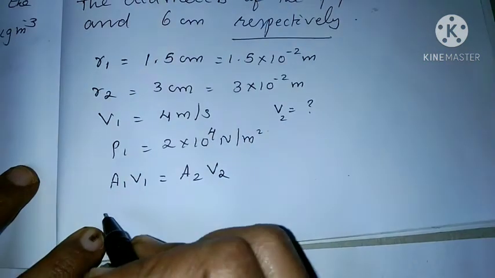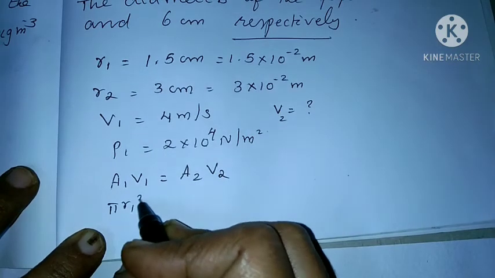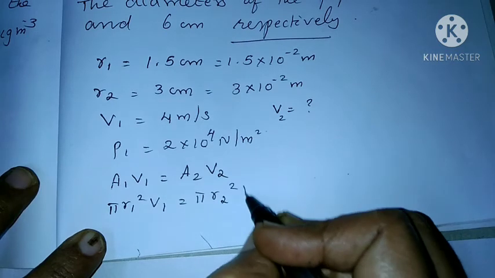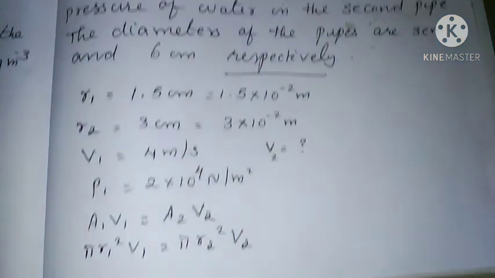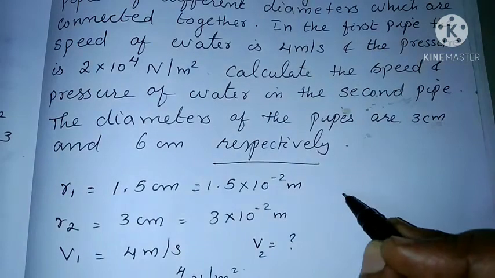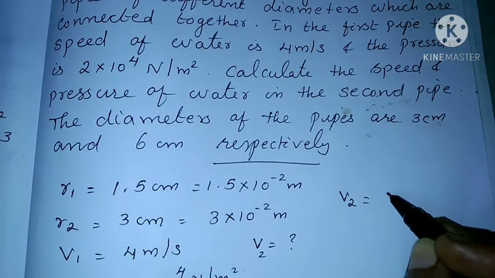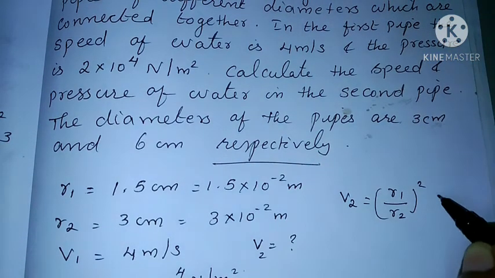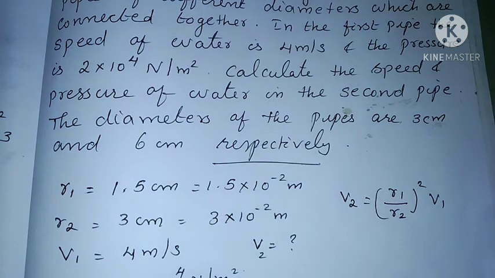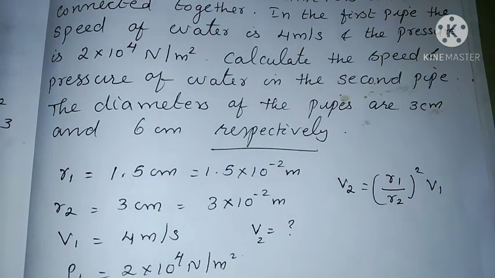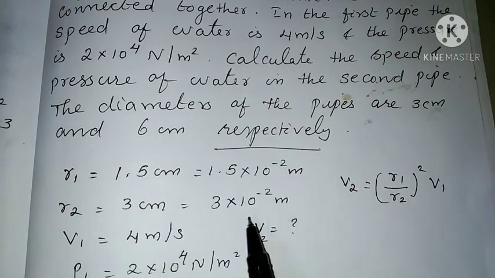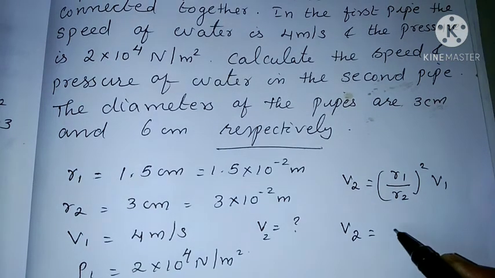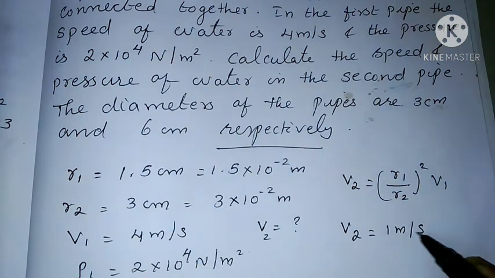So we can substitute here, that is πr1²V1 equal to πr2²V2. From this formula you want to find out V2. So we can write V2 equal to (R1 divided by R2) the whole square into V1. Then by substituting the values R1 equal to 1.5 × 10^-2, then R2 and V1, you will get the answer V2 equal to 1 meter per second. Clear?